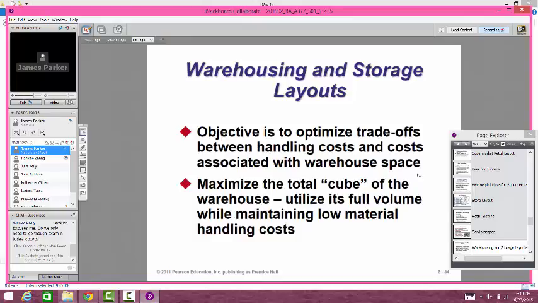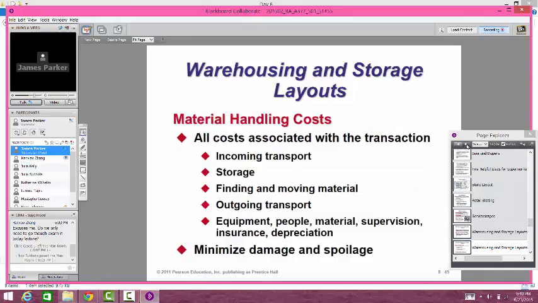Random stocking is used with automated equipment, because for a computer to remember where a certain item is stocked is very easy. For a forklift driver to look at what looks like complete chaos in terms of the warehouse layout would slow things down. We'll look at a little bit more like that. The material handling costs can be pretty significant, especially storage, finding and moving material, and minimizing damage and spoilage.